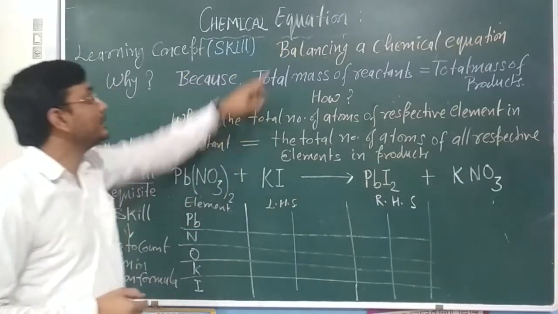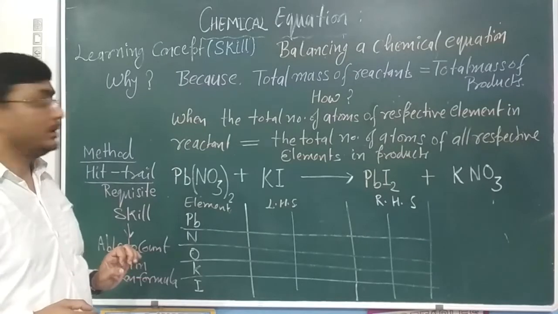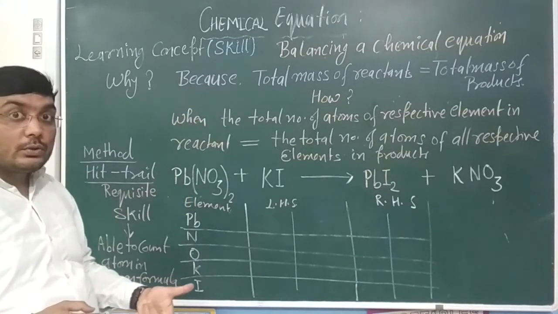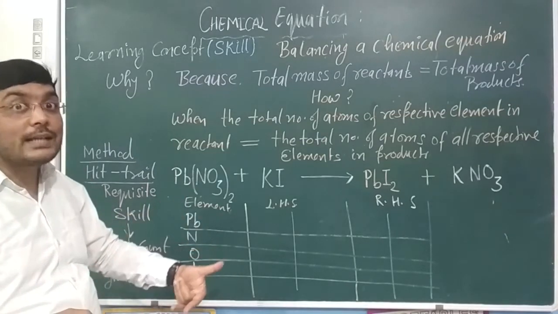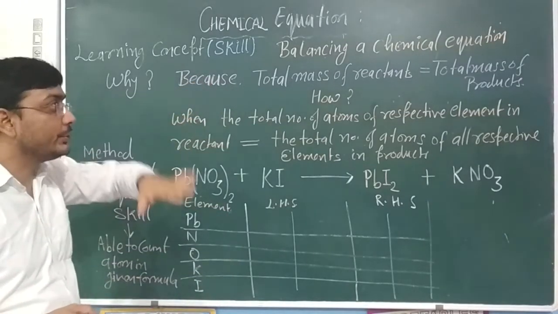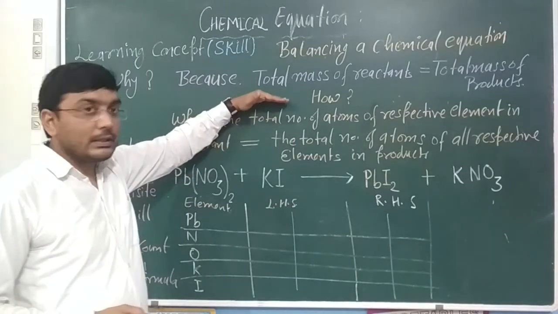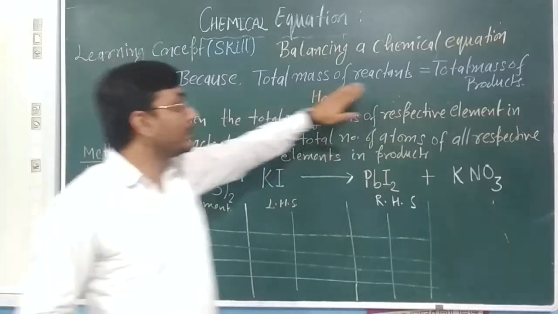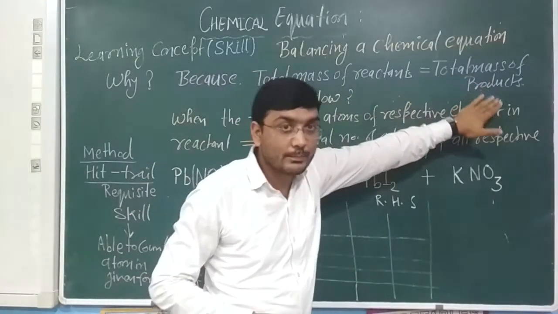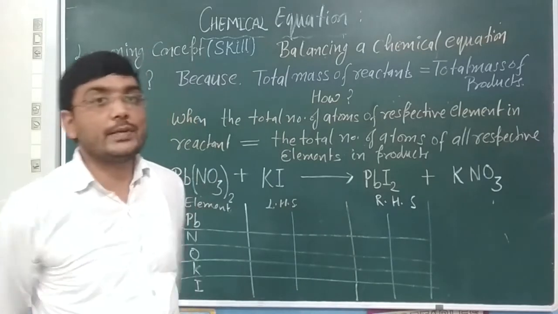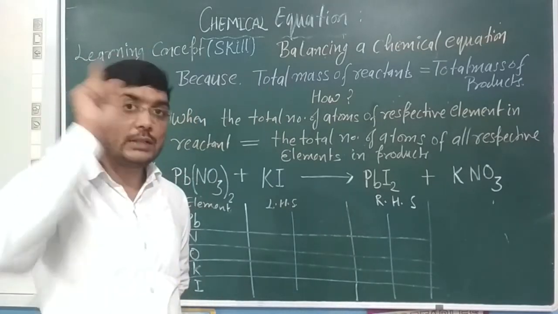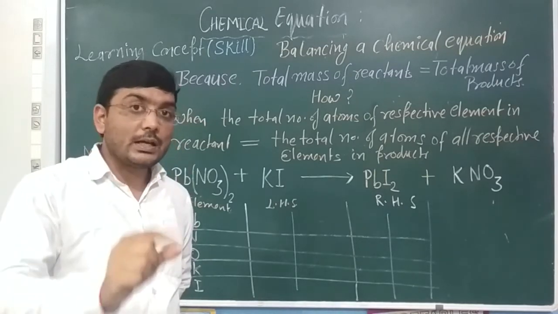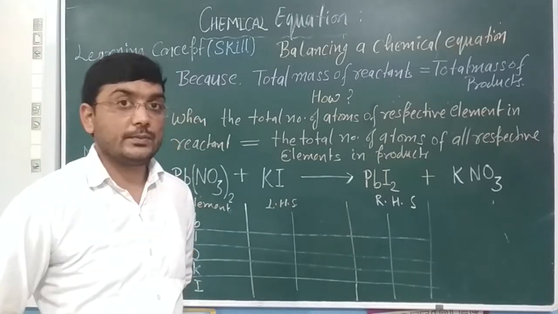Balancing a chemical equation, it is just a skill. So why should we know and why should we write a balanced chemical equation? Because as you know, according to the law of mass conservation, total mass of reactants must equal total mass of products. Every chemical equation must follow the law of chemical combination, the first law of mass conservation.